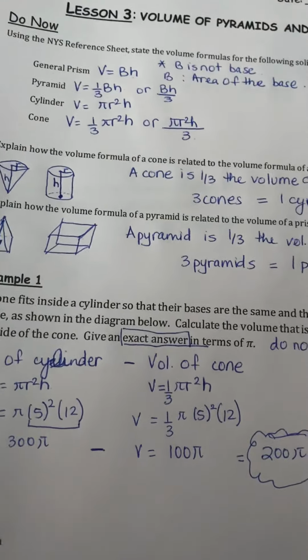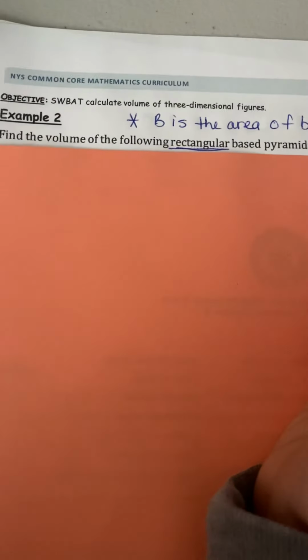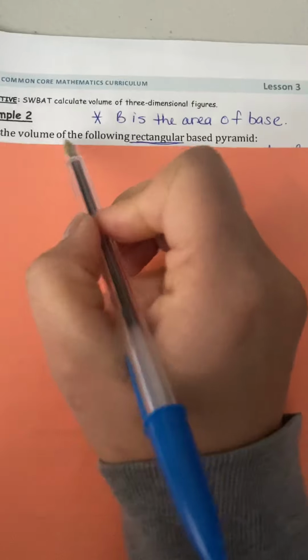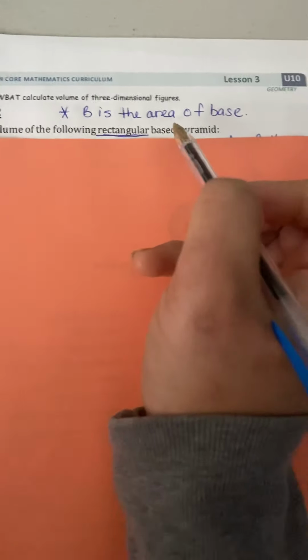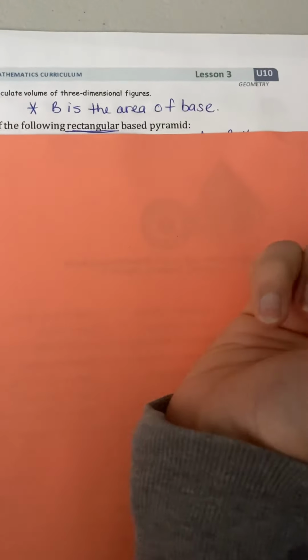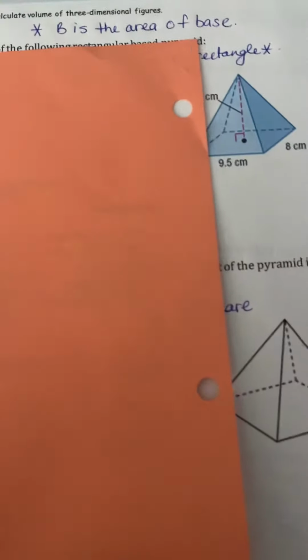Okay, so let's get started with our next question, which is on page 2. Let's turn the page. I have the formulas, but I want to hide them so that we first read the question and understand it. It says find the volume of the following rectangular based pyramid. If you can draw a picture, good. If the picture is given to you, that's even better, and in this case it is given to us. It is this pyramid, right?